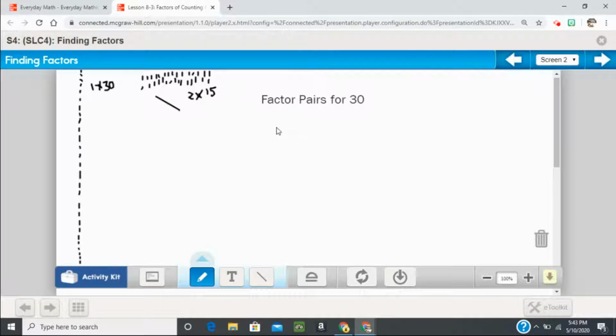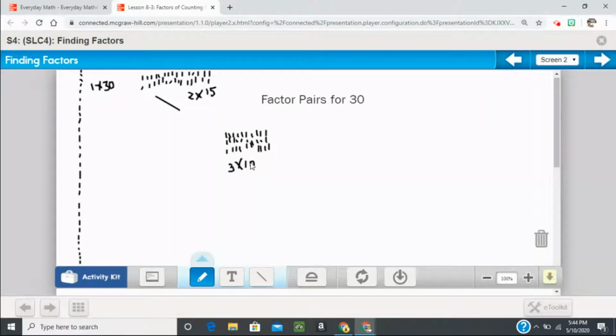Okay, let's move on. We could go to 3 rows. If I have 3 rows, because it's got a 30 here, I know 3 times 10 is 30, so I have to do 3 rows of 10. 3 times 10 equals 30.